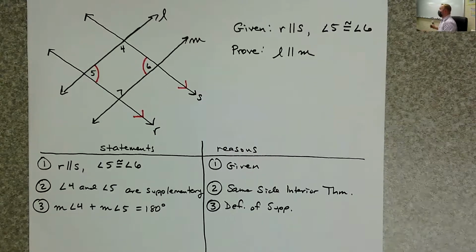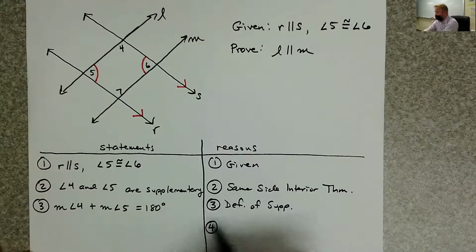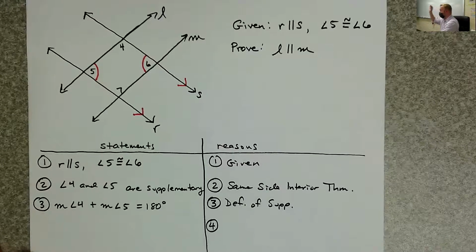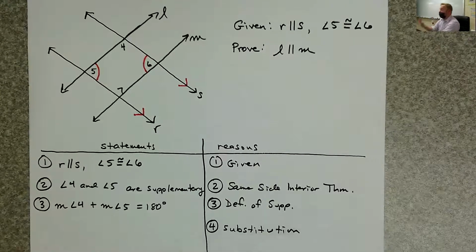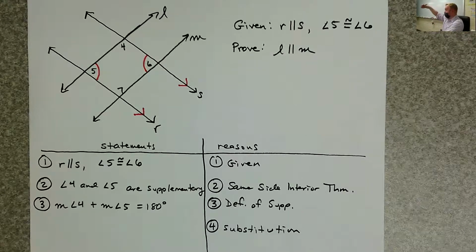Now here's the reason why I had to do that move. I couldn't just leave it at supplementary. I had to say they add up to 180. I'm going to tell you what my next reason is first, because I think it'll help you understand what's about to come. My next reason is going to be the substitution property. Can you imagine what I'm going to substitute here? Anybody want to take a stab at it? What am I going to substitute? Robert?